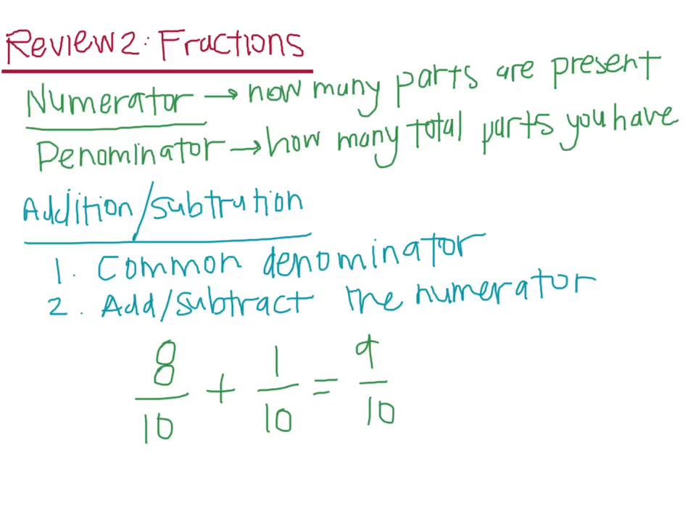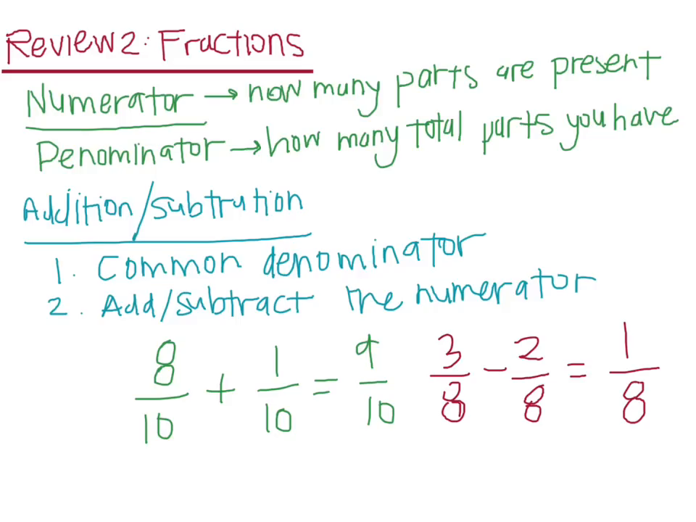Another pretty straightforward example, let's say we have 3/8, and we are subtracting 2/8. Well, once again, I have a common denominator here. I have an 8 in both of the denominators, so I can just subtract 3 minus 2 to get 1/8, or 1 slice of my 8 slices of pizza. So that's addition and subtraction with a common denominator.